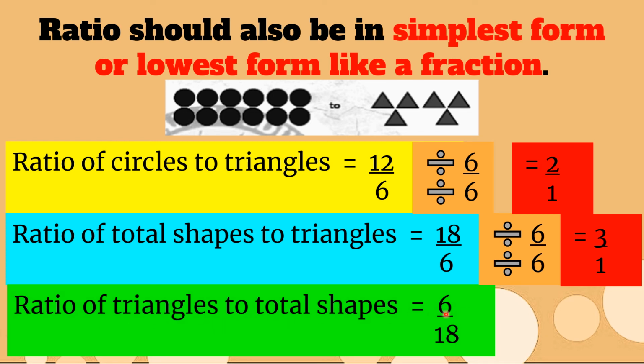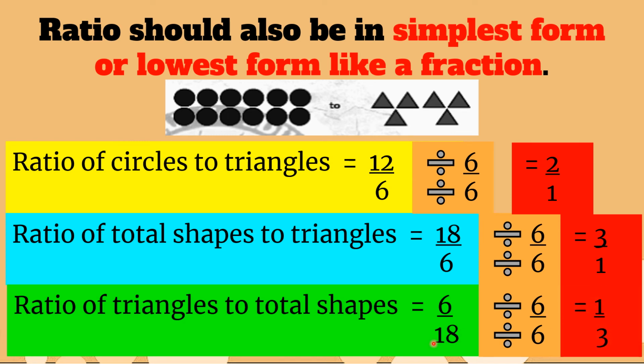And then the last one, ratio of triangles to total shapes. Nakuha natin is 6:18. So again, kunin ang GCF, and that is 6. 6 divided by 6 is equal to 1, and 18 divided by 6 is equal to 3. So the ratio of triangles to total shapes is 1:3. So, that is how you simplify a ratio. Always remember, your final answer must be in lowest term.